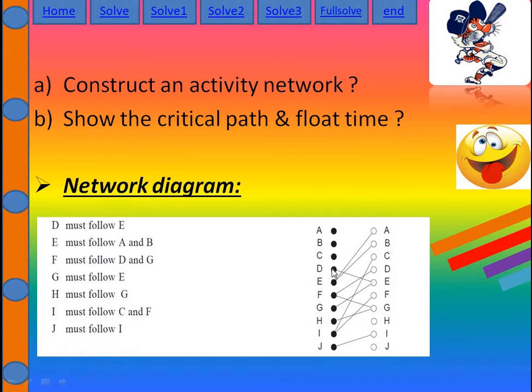So D has a link with E, and E must follow A and B. That means E has a connection with A and B. Then F must follow D and G, so F has a connection between D and G. Then G must follow E, so I need to connect G to E. Then H must follow G, and I must follow C and F, so I has a connection between C and F. And the last, J, must follow I. It means J to I.